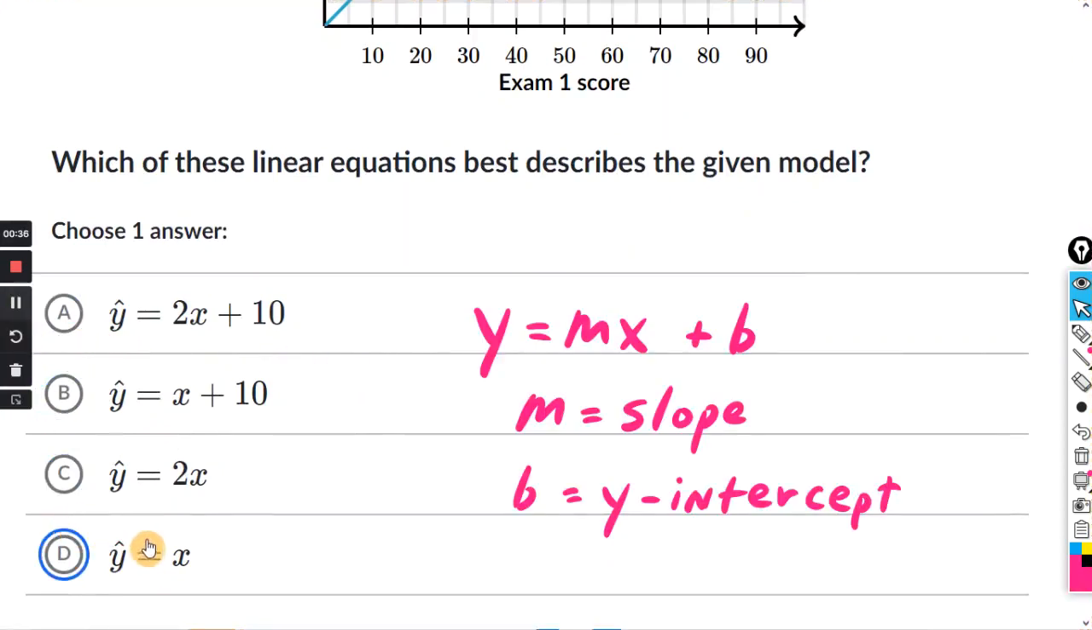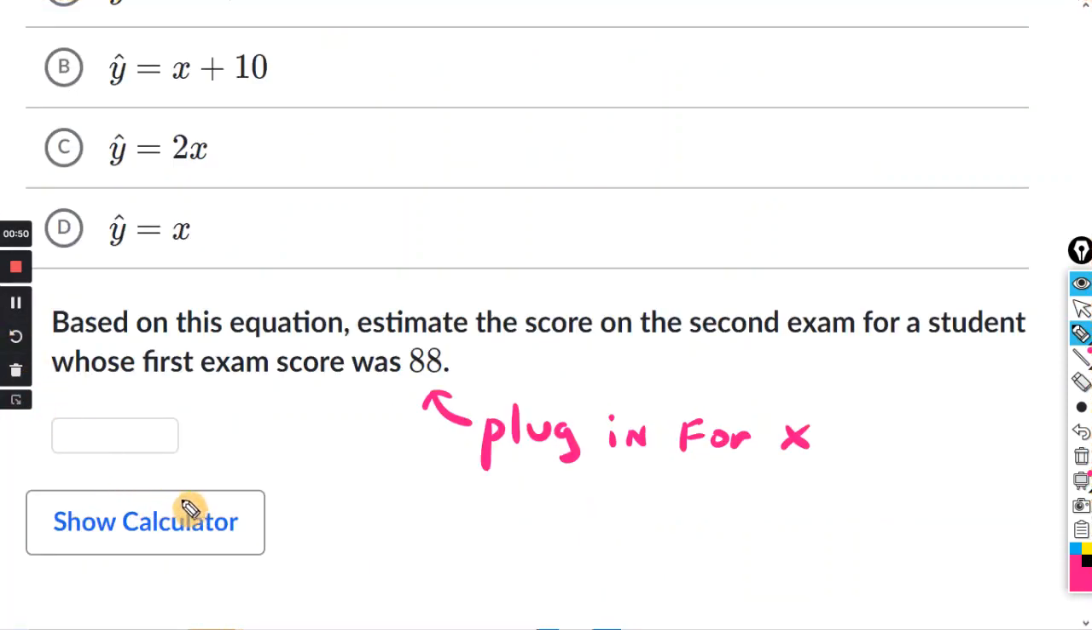As we already know, these equations are in the form of y equals mx plus b, where m represents your slope and b represents your y-intercept. All of these problems will also have a follow-up question where you have to predict the y value given the x value. We'll get to this later, but usually the value that's given, you're going to plug in for x and get the y value.